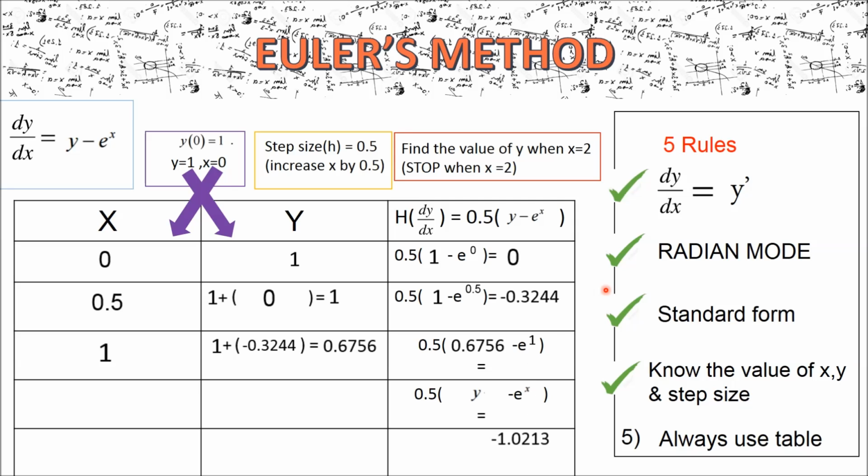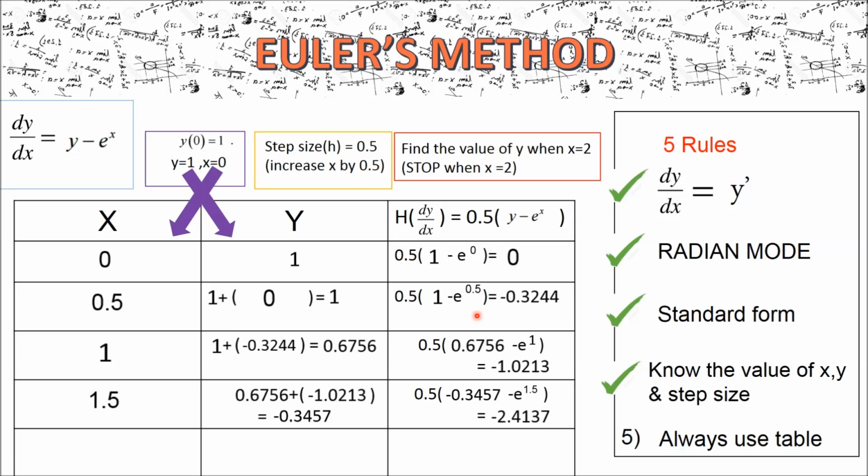Sub these two values again into the equation, and you will get y as 0.6756, and x will be 1, where you will get a value of negative 1.0213. Increase the x value again to 1.5, and the y value will be 0.6756 plus negative 1.0213, where you will get negative 0.3457.